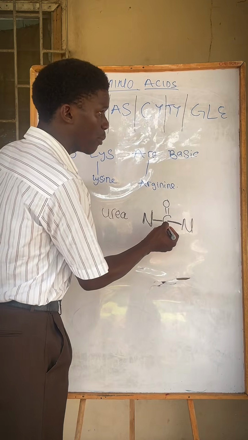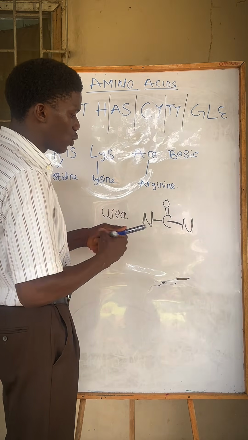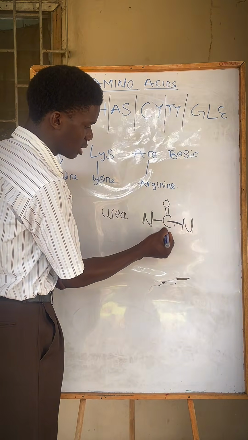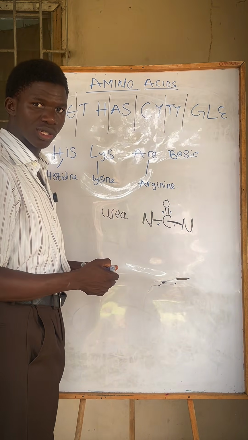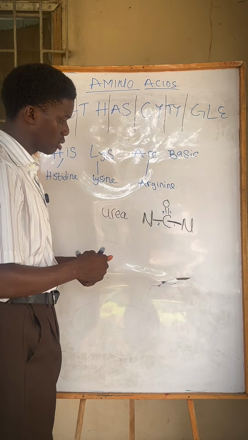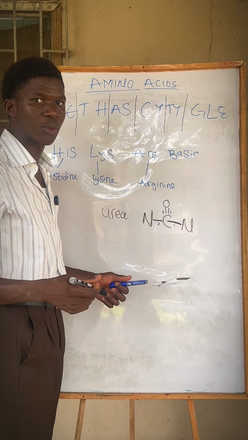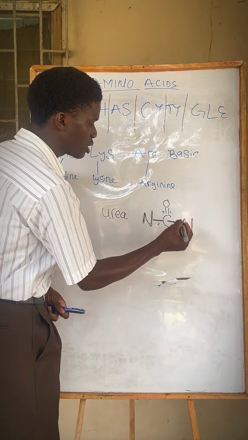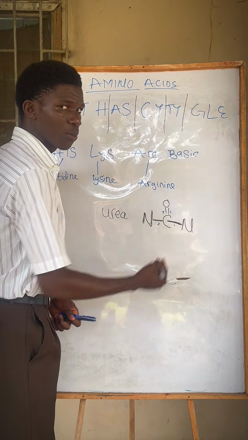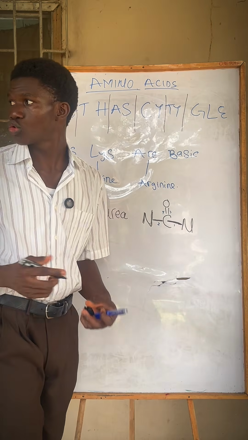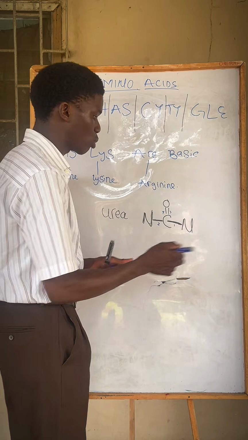Don't forget that your carbon should have 4 bonds around it. So how many bonds are these? We have 1, 2, 3, 4. So the bonds around the carbon are complete. Now the next thing is, what about the nitrogen? Nitrogen is supposed to have 3 bonds around it. But now this is 1 bond. But it's supposed to have 3 bonds. It means that we need to add 2 more hydrogen to it.